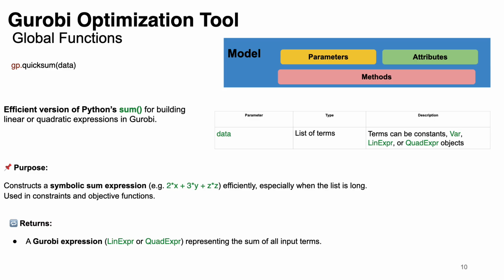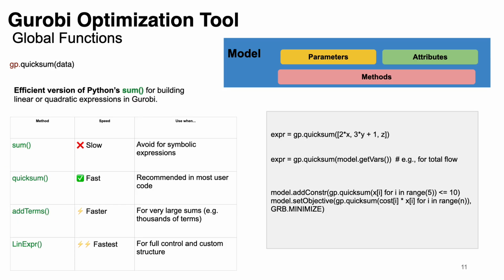The true power of this function is efficiency. While a standard Python sum might struggle as your model grows, QuickSum is built to handle thousands of terms instantly, making it the primary tool you will use to define both your constraints and your objective functions.